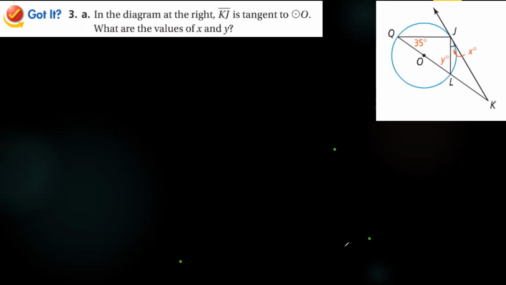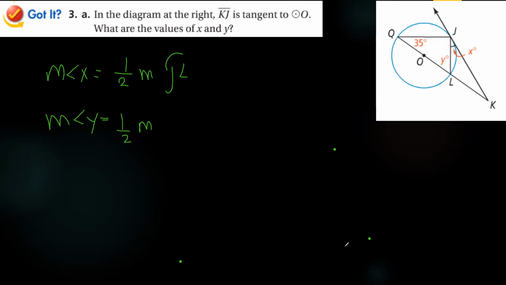Now, let's start with the measure of angle X. The measure of angle X is half the measure of its intercepted arc. Which arc? JL. Is it right? Yes. Okay. But as you see, the arc JL is undefined. Now, let's talk about angle Y. The measure of angle Y is half.